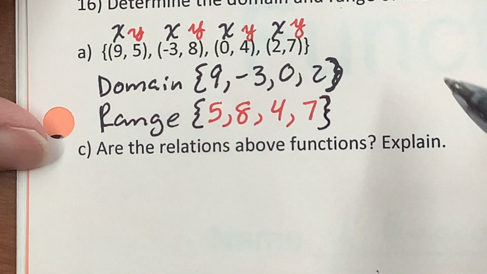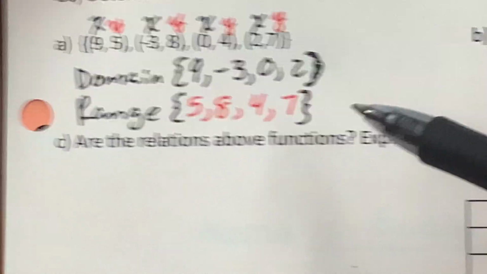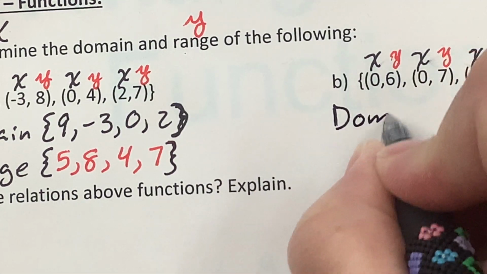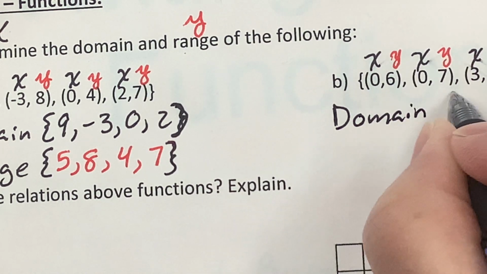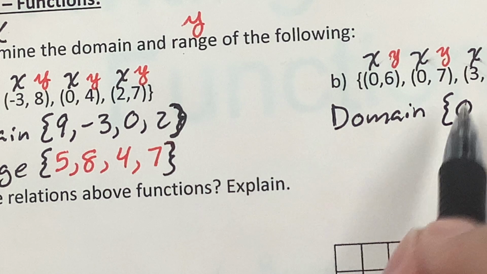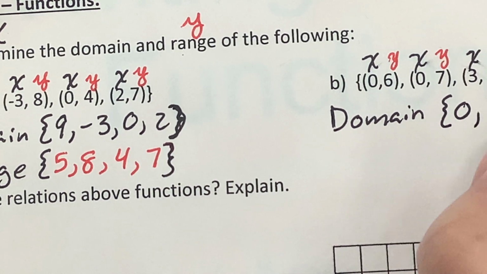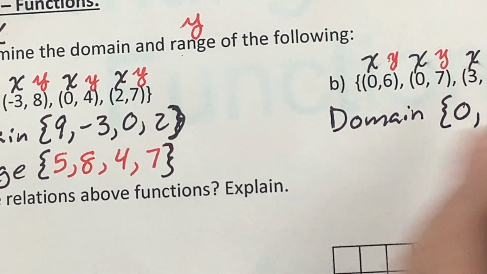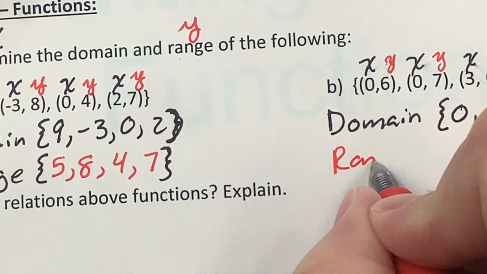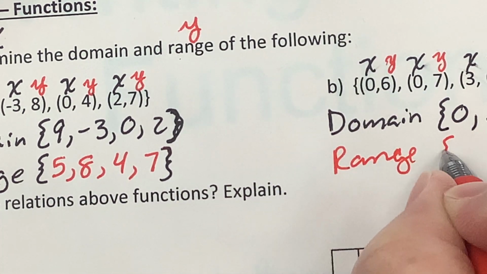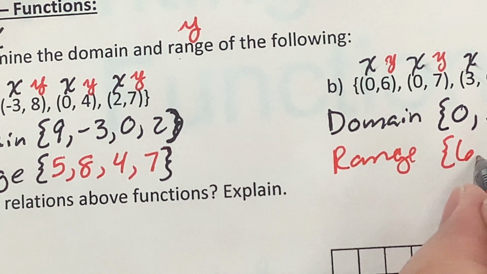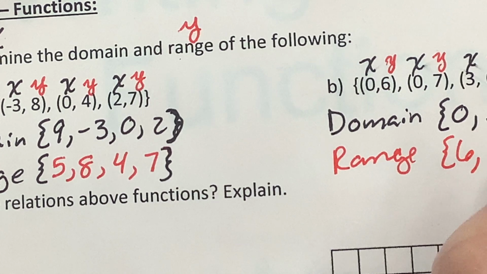So the domain is the first value, the range is the second value. Over here, domain is going to be 0, and even though it's here twice, you only write it once. 3 and 8. And the same thing is true of the range. Even though it appears twice, you only write it once. Here's a 6, here's a 6. You only write it once. 7, 2.